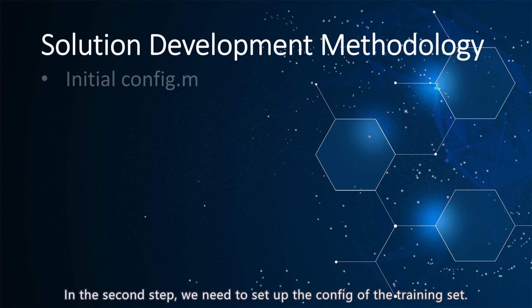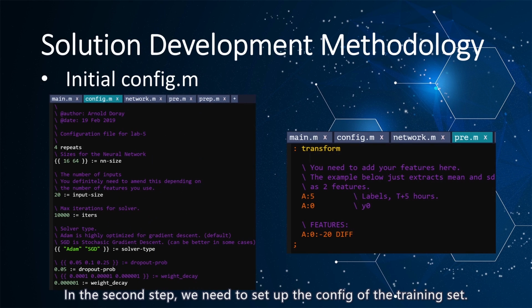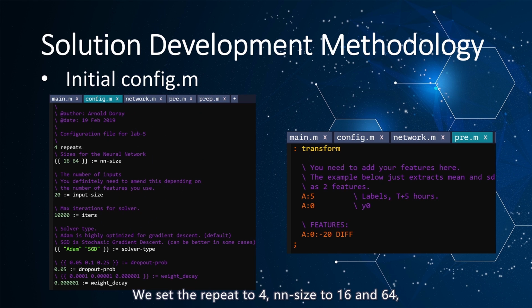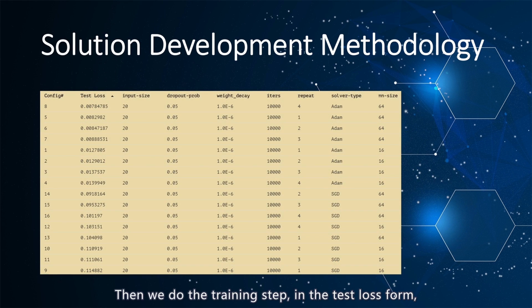In the second step, we need to set up the config of the training set. We set the repeats to 4, n sets to 16 and 64. Set the input sets to 20. We use 10,000 maximum iterations, 2 solver types, dropout probability, and weight decay. Then we do the training step.